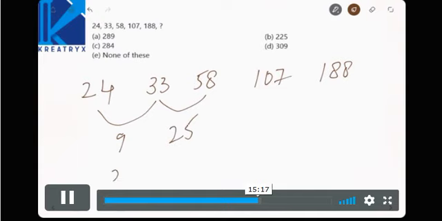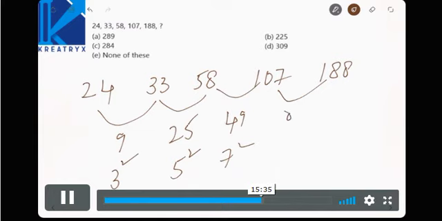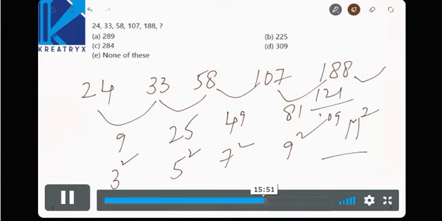Observe the thing, 9 is 3 square, so this is 5 square. 107 minus 58 is nothing but 49, that is 7 square. So the next difference is nothing but 81. Observe the things here. 188 minus 107 is in the form of 81. Yes, 81 is 9 square. So the next must surely be 11 square additive form, right? 188 plus 11 square, 121, will lead you to how much? 309. So the answer is 309.